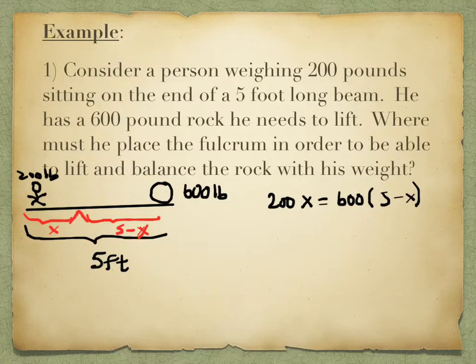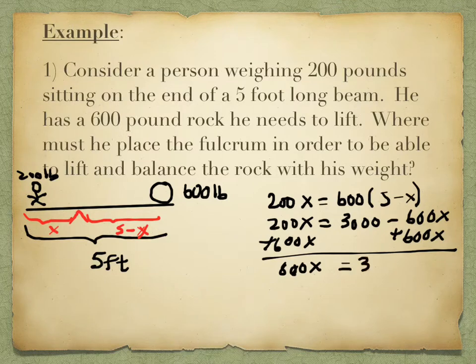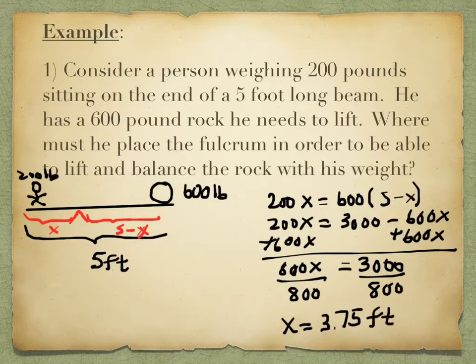And we end up with a simple linear equation that we can solve. So I have 200x equals 3,000 minus 600x. I can add my 600x to both sides, giving me 800x on the left, and I have 3,000 on the right. And then if I divide by 800, I end up with x is equal to 3.75 feet.